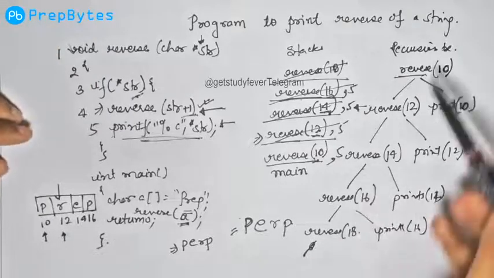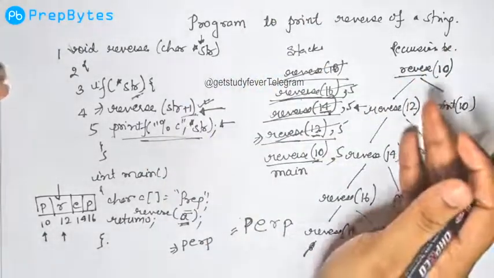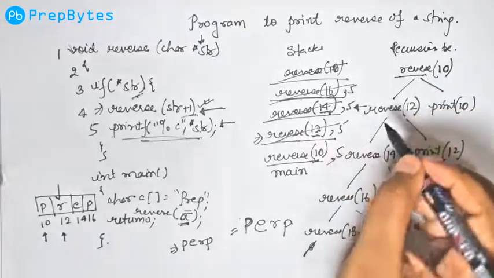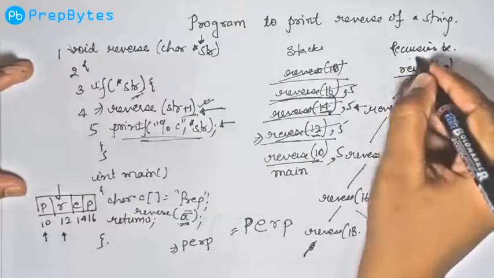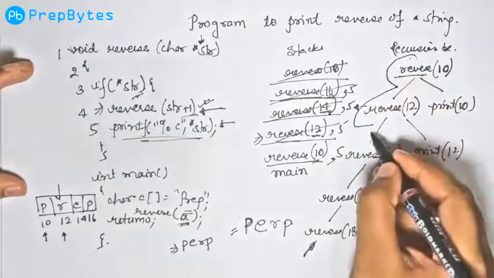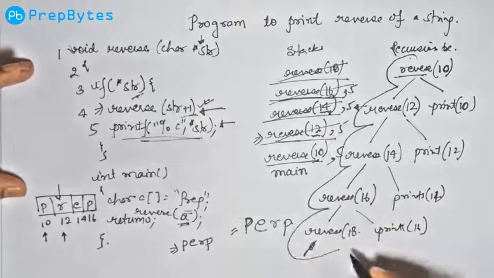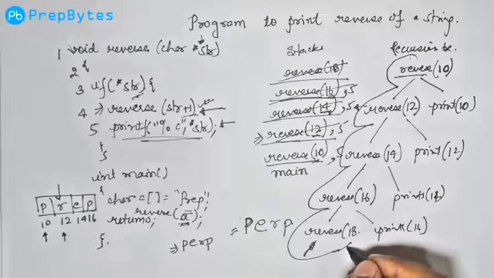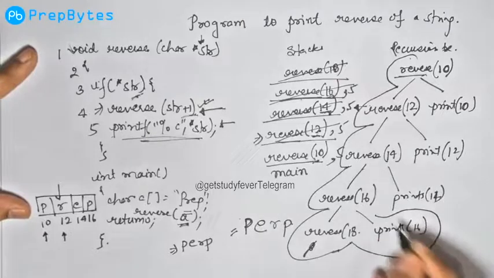One thing to note here is, in this recursive call, how is the function going? At the right hand side, we keep the function that is being executed first, or that is getting called, and in the left hand side we put statements that have to be executed. So it goes like this: first reverse 10 calls reverse 12, reverse 12 calls reverse 14, reverse 14 calls reverse 16, reverse 18, and after reverse 18 returns, or the recursive call is finished, it starts executing from here.